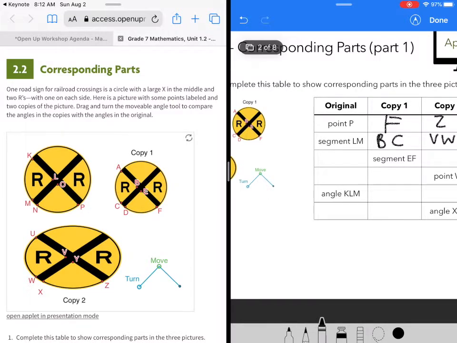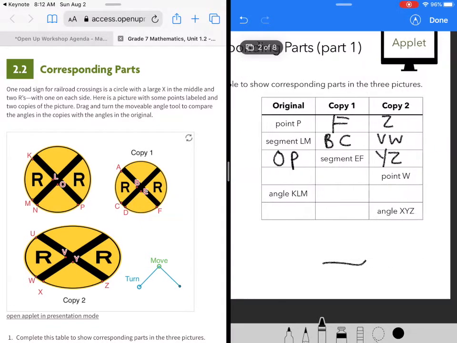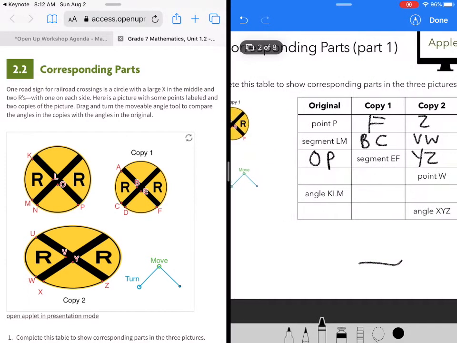Now it changes up. It says looking at copy 1, what is the segment EF? So EF is over to the right side. So on the original, that would be OP, and on the second copy, it would be YZ. Then it says point W on copy 2. So point W is at the bottom left-hand side. So that means on copy 1, that's C, and on the original, that would be M. So I'm looking in the same spot on all of them.